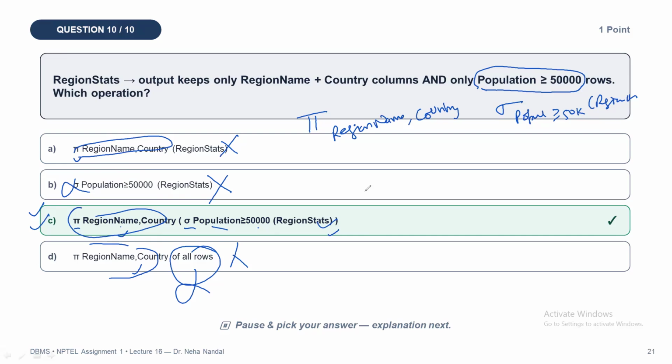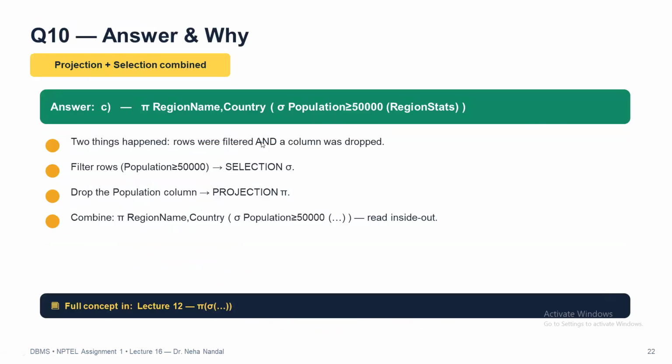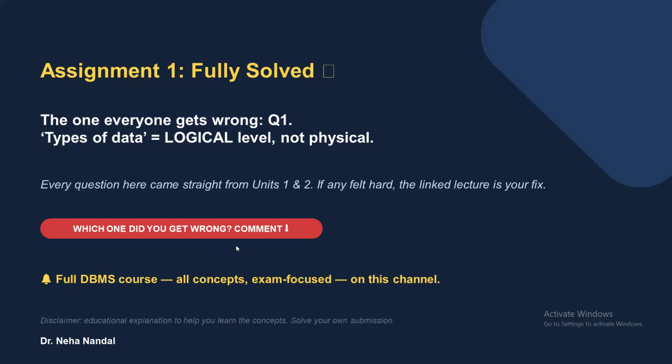Okay. So that's all your 10 questions of the NPTEL assignment. This is the explanation for it. You can pause the video and look at it. So that is all about our fully solved 10 questions of NPTEL assignment 1 2026.